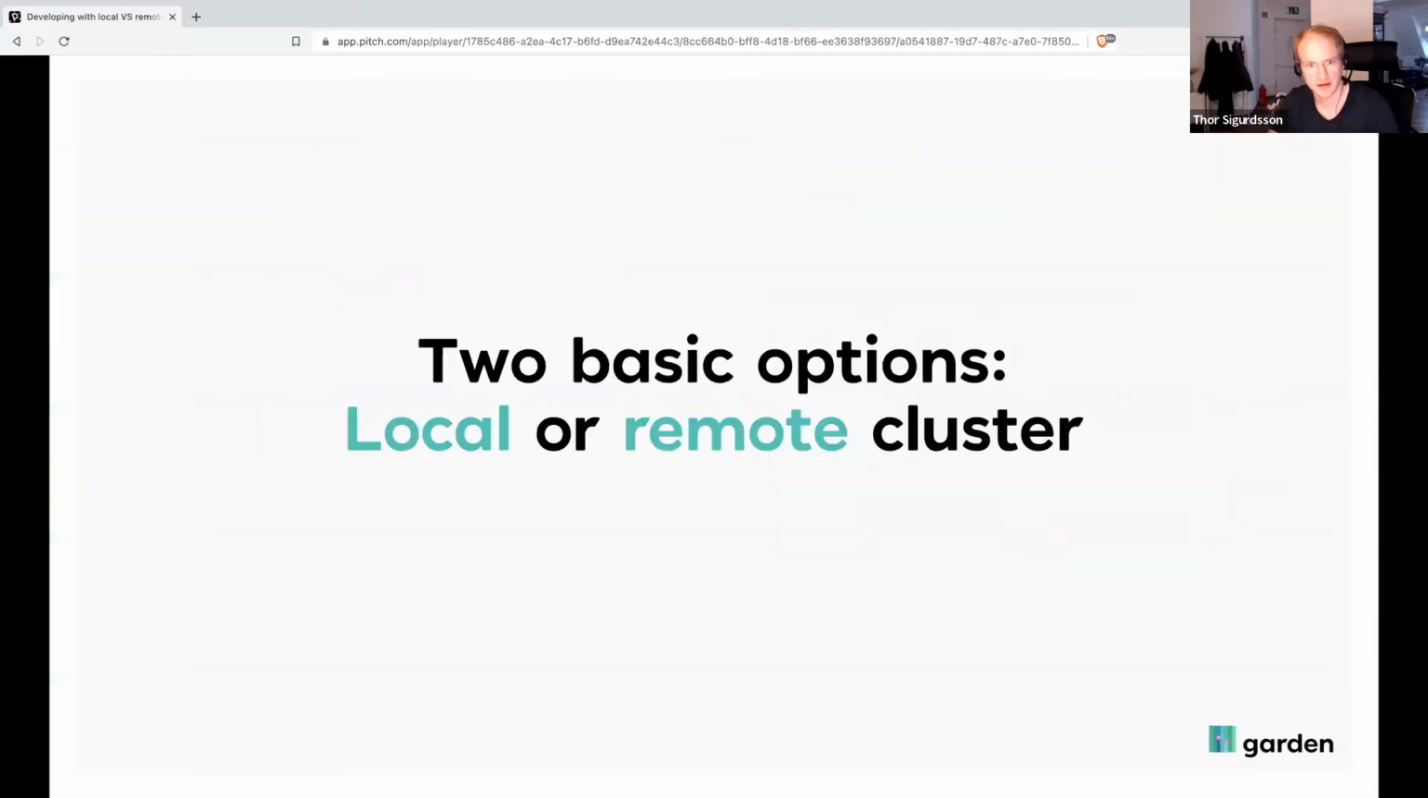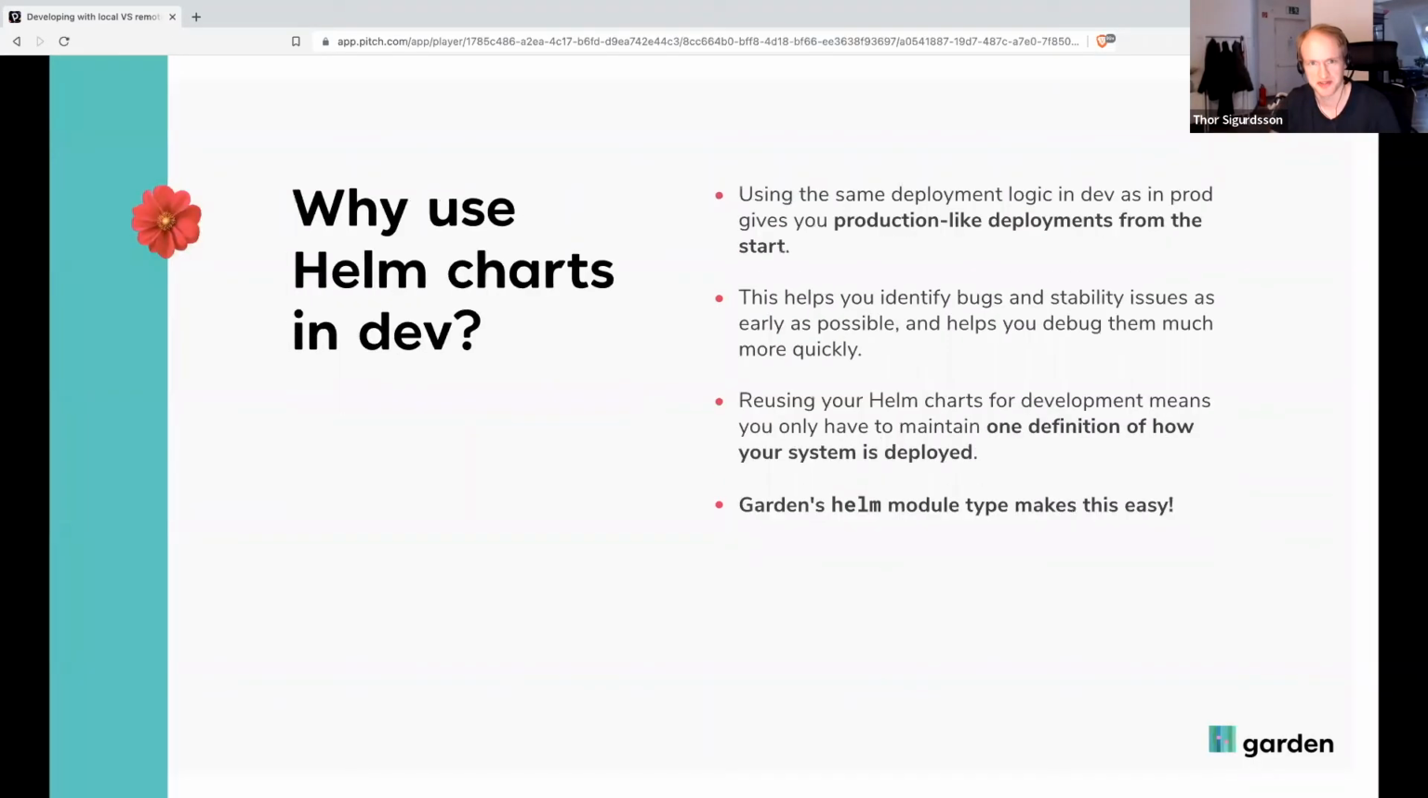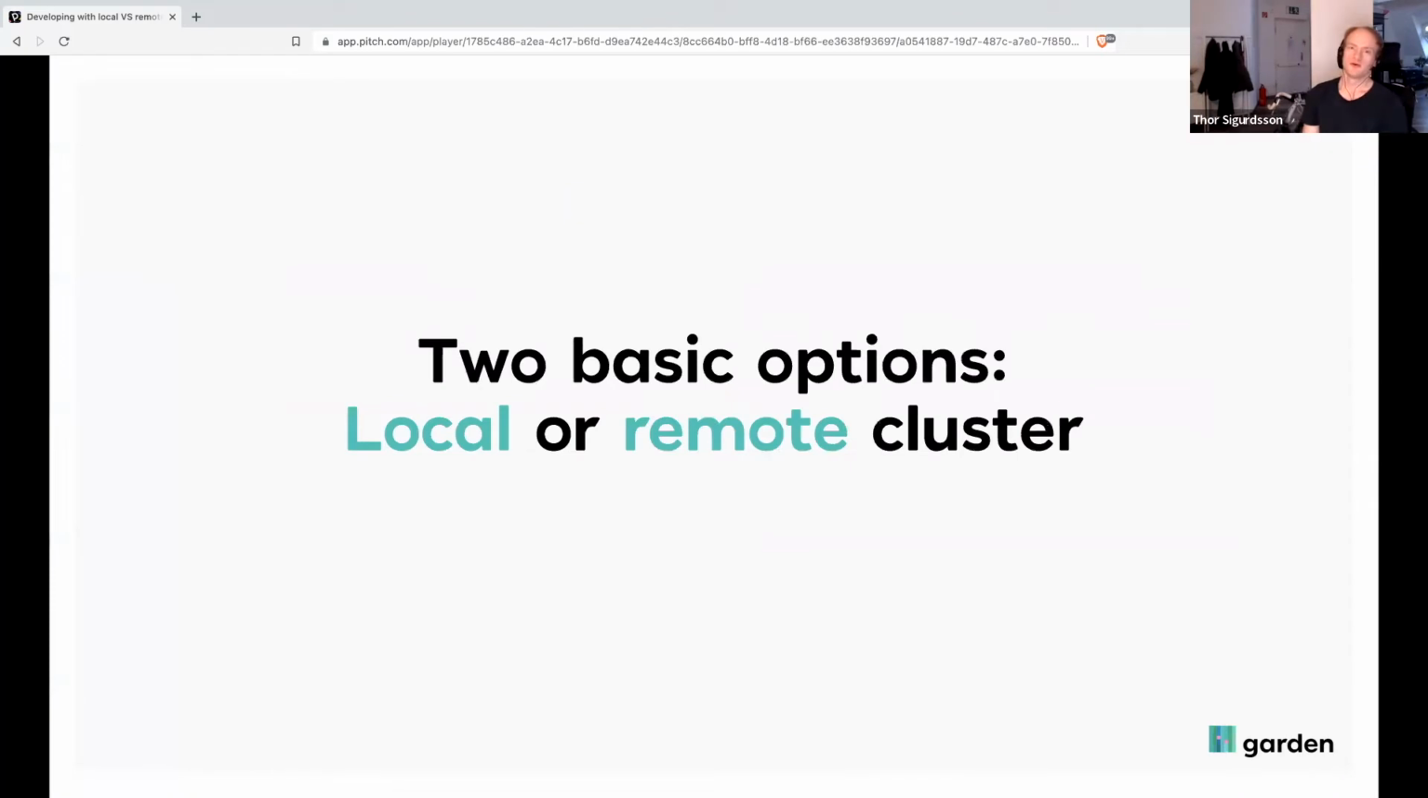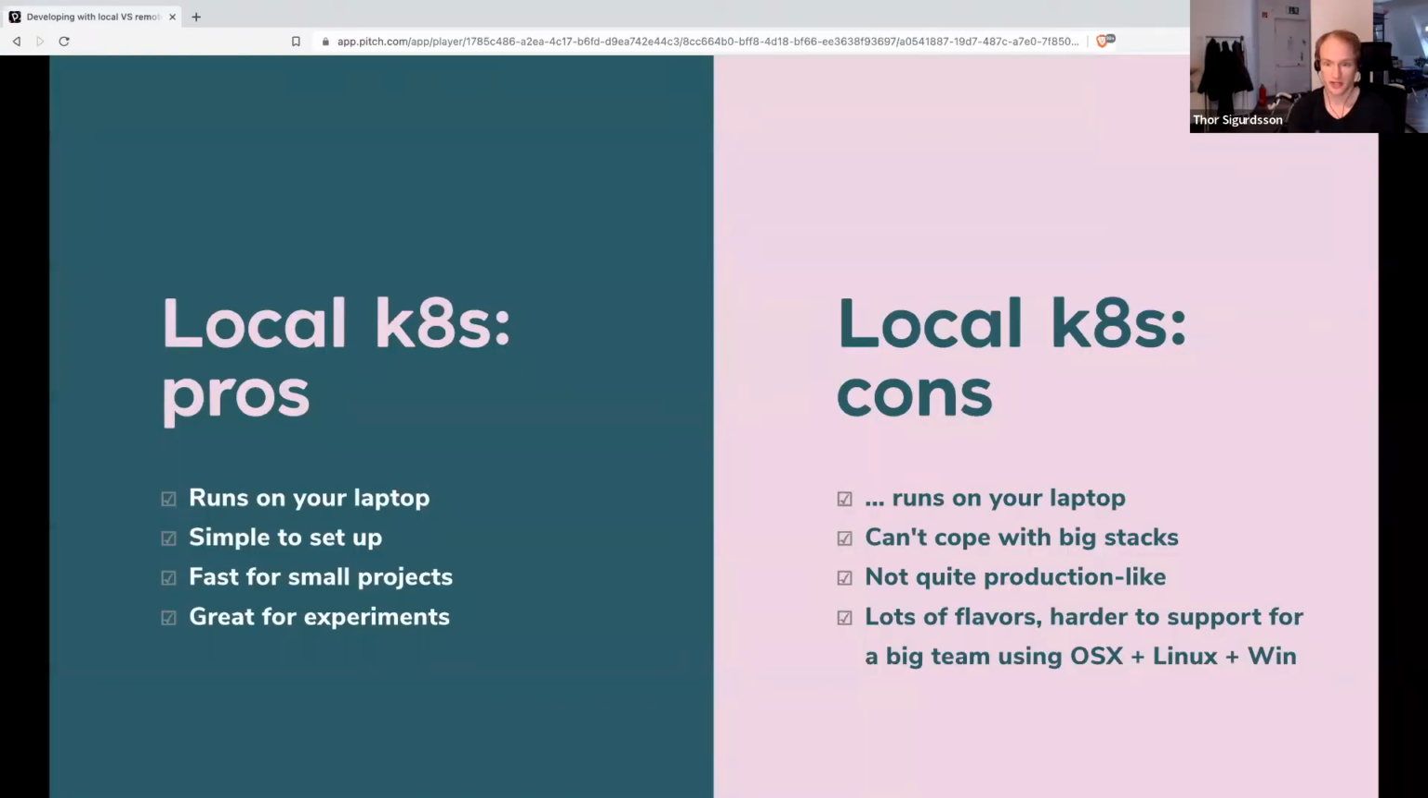Whoops, I think I left this one in there from the Helm charts presentation. I copied this over. So we have two basic options. You can run Kubernetes on your dev machine, or you can use a remote cluster to develop against. Now, let's just look at the pros and cons of each approach.